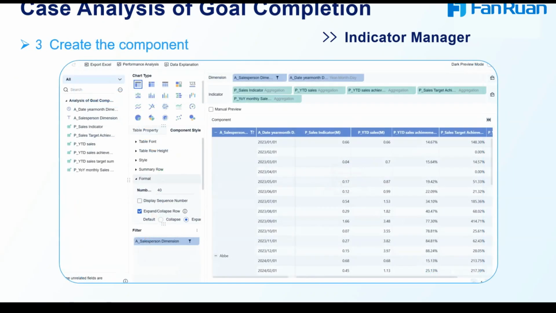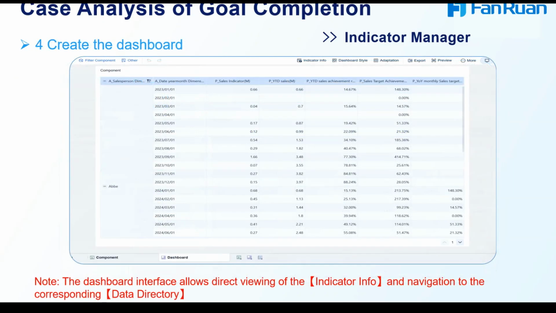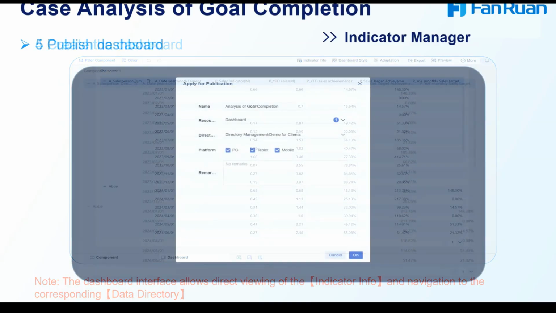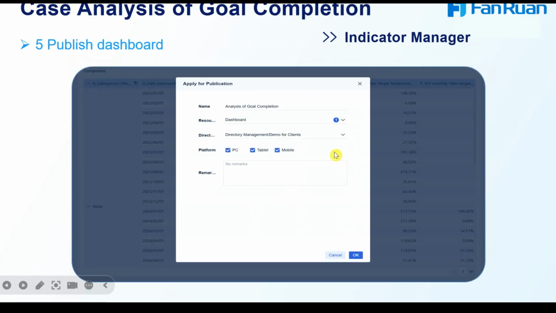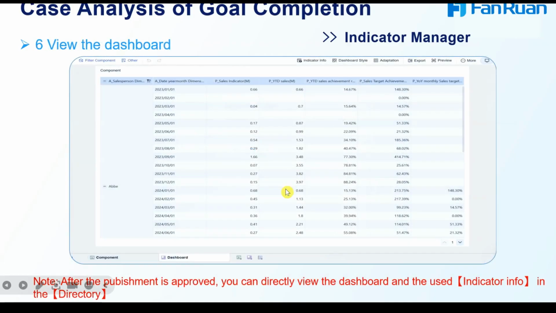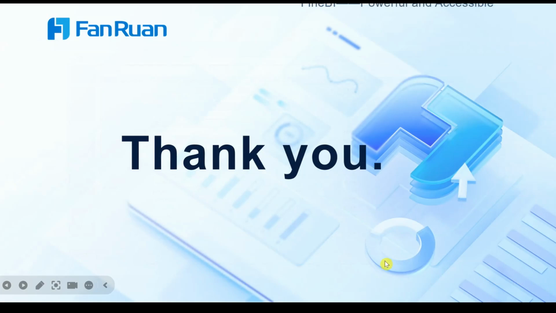Next, create components and dashboards for data analysis. Within the dashboard interface, we can directly view indicator information. Then proceed to publish the dashboard. Once published, we can directly view the dashboard and the indicator information used in the data directory. This completes the full usage path for indicators.